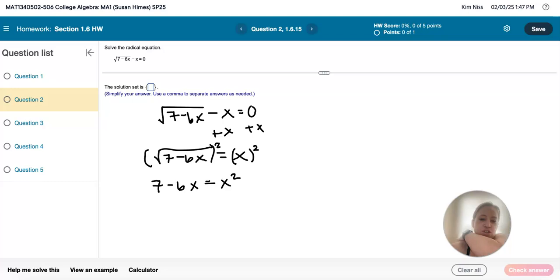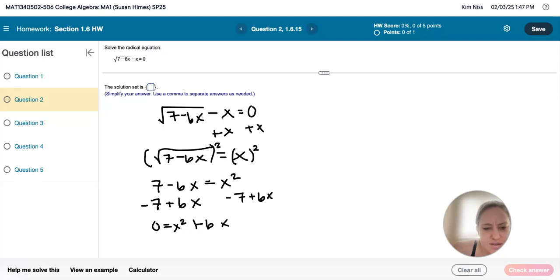Now we're going to move everything to one side of the equation and set it equal to 0 so that we can solve for x. So I'm going to subtract 7 from both sides and add 6x to both sides. Then we're left with 0 equals x squared plus 6x minus 7. Now all we have to do is factor our equation.